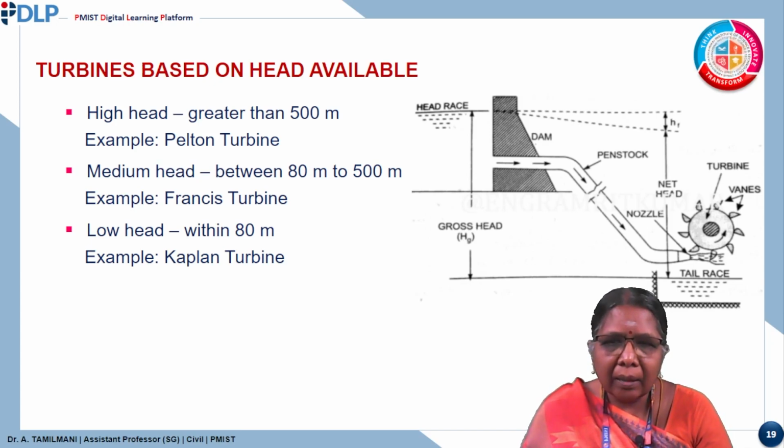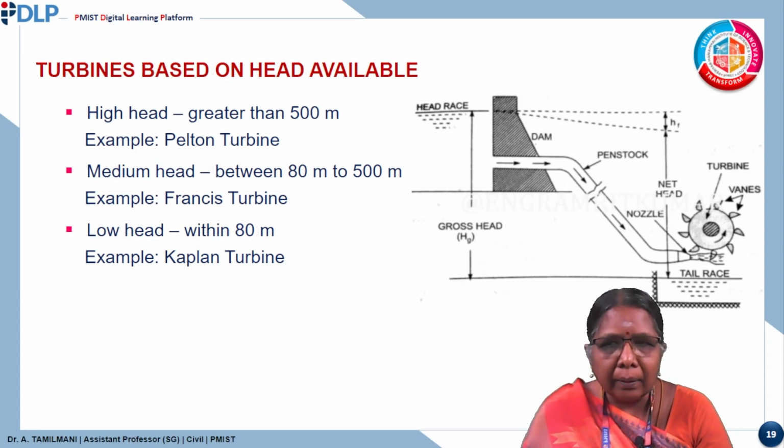One is the high head turbine. For a high head turbine, the head available is greater than 500 meters. Example, Pelton turbine. And medium head turbine, the head available is between 80 meters and 500 meters. Example of this type of medium head is Francis turbine. And the last one, low head turbine, the head available is within 80 meters.